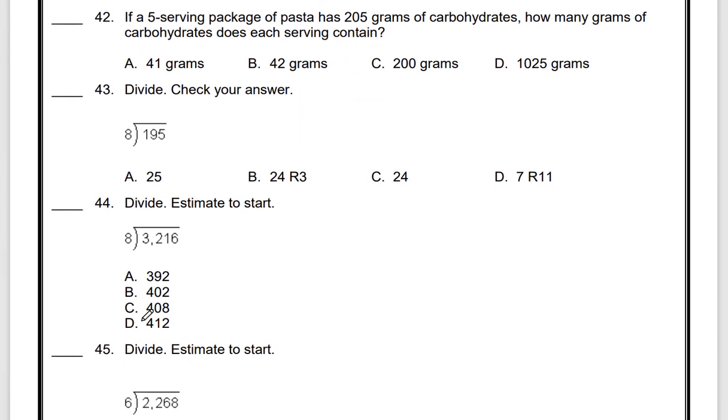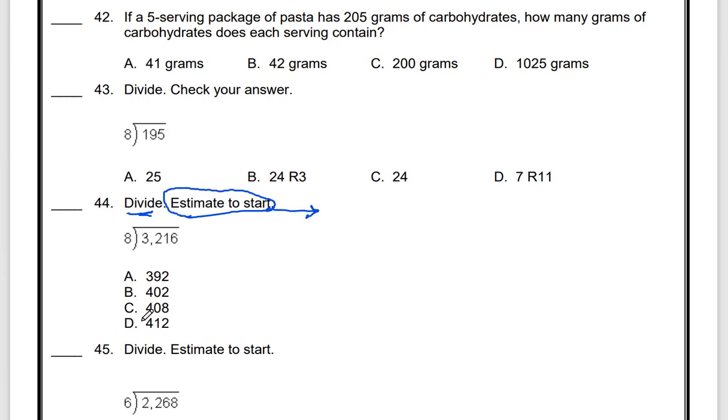Of course, for these questions, divide and estimate to start. The only purpose of the estimation is to check your answer. If your answer is near to the estimation, it's correct. If your answer is not near to the estimation, it's wrong. So what if I don't want to check, mister? I have choices and I will choose one of them. Okay, just divide.